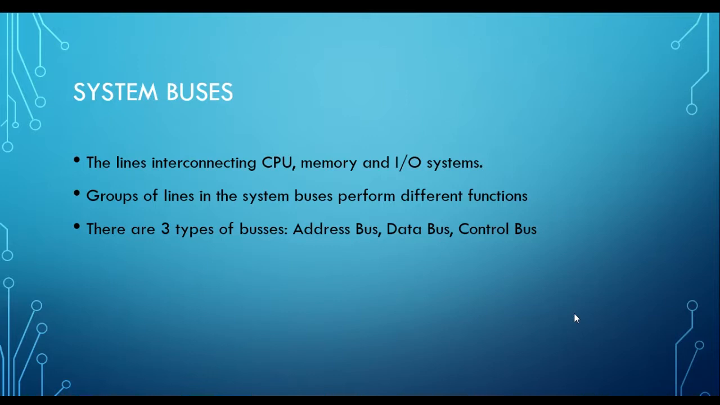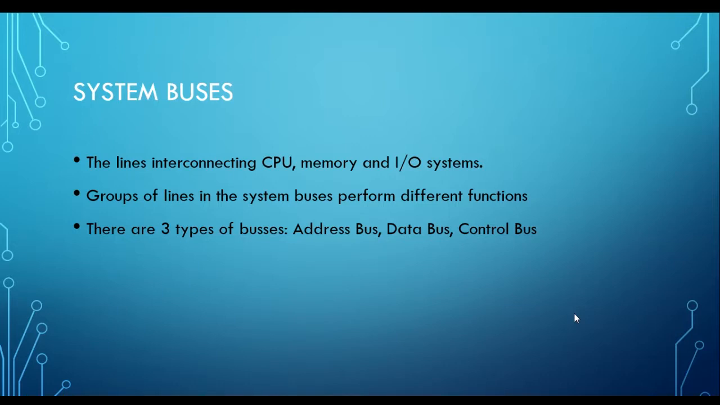And these wires are divided into three types. They are the address bus, the data bus, and the control bus. Now I'm going to roughly explain, because in subsequent lectures we will go in depth. We will have an example of how we do bus designs and all these kinds of things.